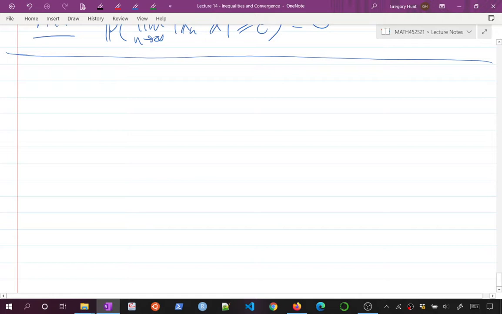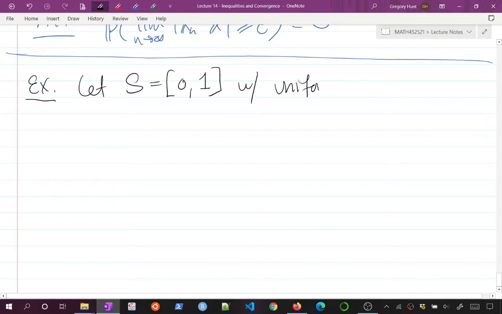But let's look at maybe an example. Unfortunately, examples of convergence at this point are kind of contrived because this is still very abstract. So here's our example. Let S be our sample space, and let's just take it as a unit interval with uniform density. Basically a uniform random variable, but we won't get into that too much.